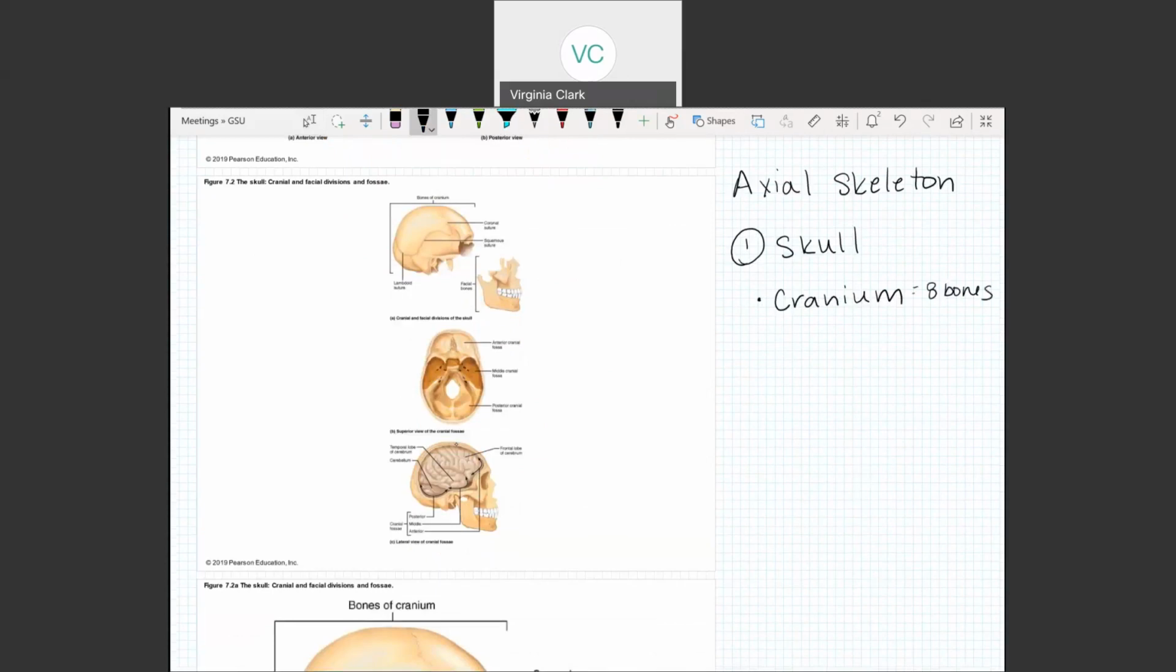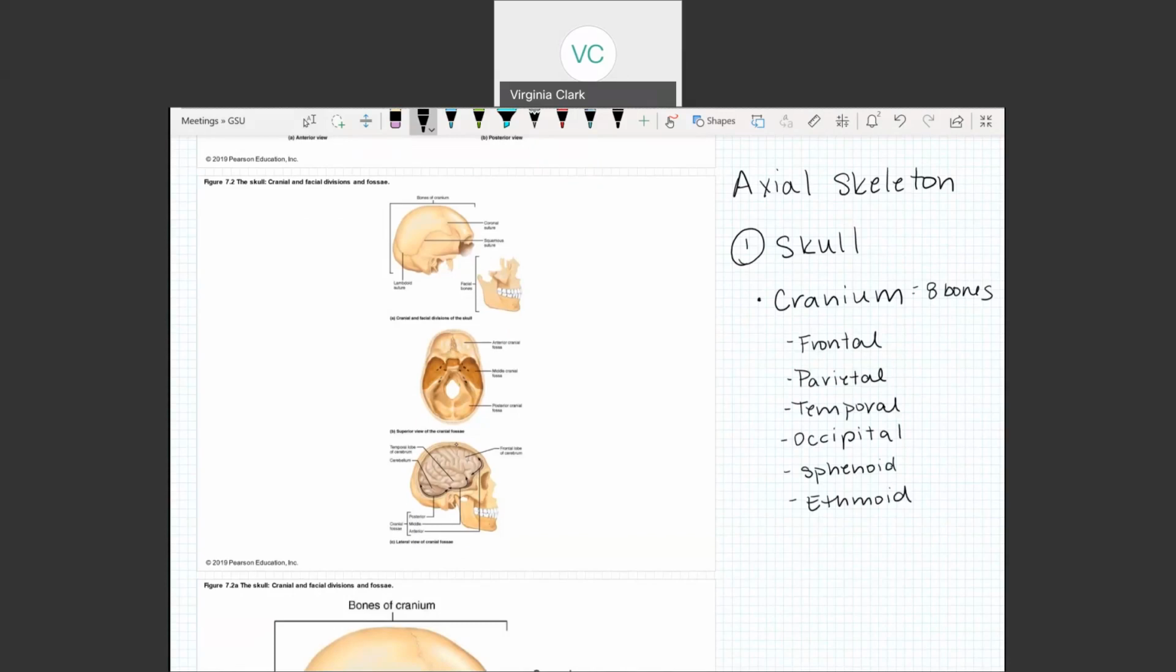Looking at these bones right here, you can kind of see what's going on. The 8 bones of our cranium are going to be the frontal bone. You will also have the parietal bone, the temporal bone, the occipital bone, one called the sphenoid, and a bone called the ethmoid bone. So these are the bones that make up the cranium. You'll notice that I said that there were 8 bones, but I only named 6.